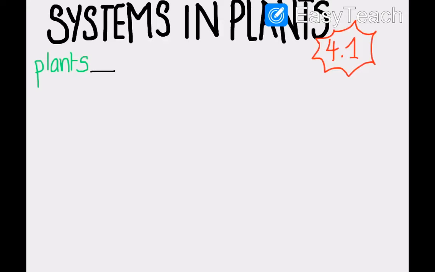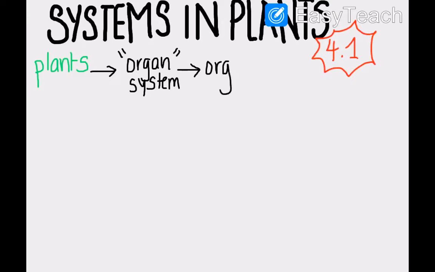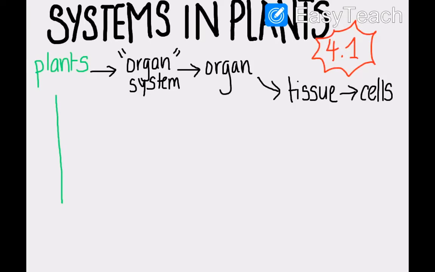So just like we did for animals, plants can be broken down into organ systems, and I'm going to put a quotation around the word organ just because it's not quite the same between a plant and animal. Every time I mention organ in this lesson, you still have to think about it that way. They're not the same as animal organs. Organs are made up of tissues, and then tissues are made up of cells. So when you think about a plant, you might realize or already understand that they are multicellular organisms. They're made up of more than one cell.